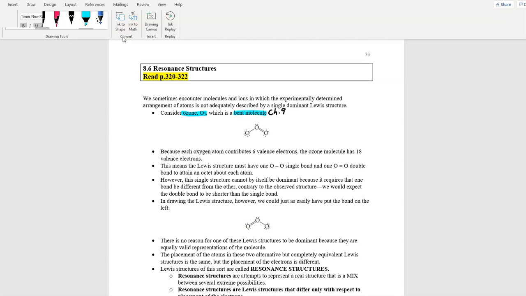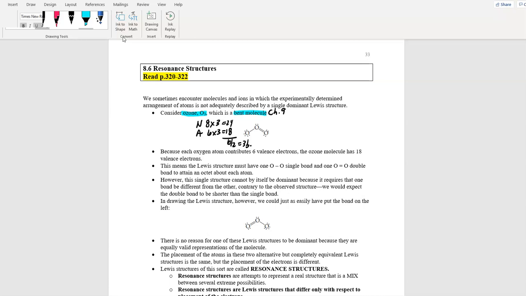Because each oxygen atom contributes 6 valence electrons, the ozone molecule has 18 valence electrons. Okay, so remember, it needs 8 times 3, so 24, but it only has 18 available. So when you do the math, subtract, divide, it's got 3 bonds. But you have oxygen 3 times, so one of them has to be a single bond and the other one has to be a double bond.